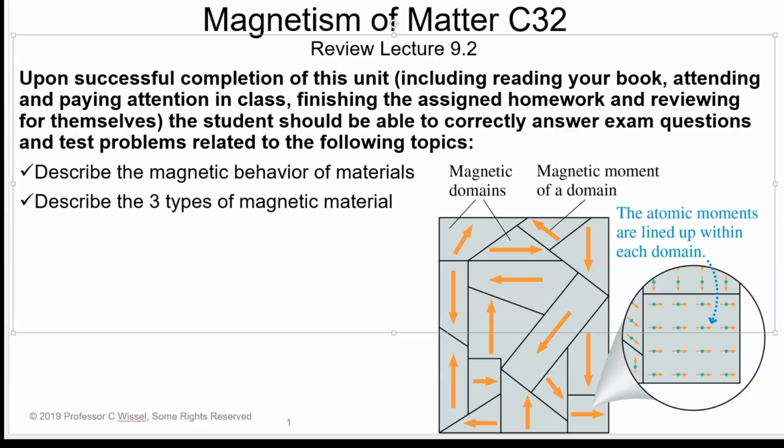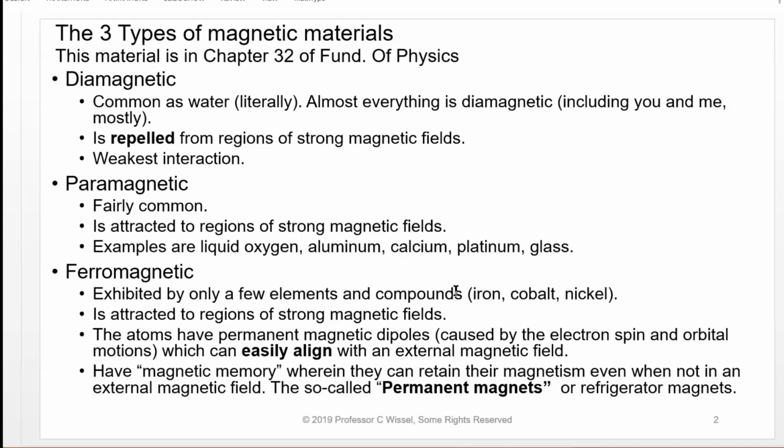Welcome to review lecture 9.2, the magnetism of matter. Upon successful completion of this unit, you will be able to describe the magnetic behavior of materials and describe the three types of magnetic material. Okay, there are three types of magnetic material.